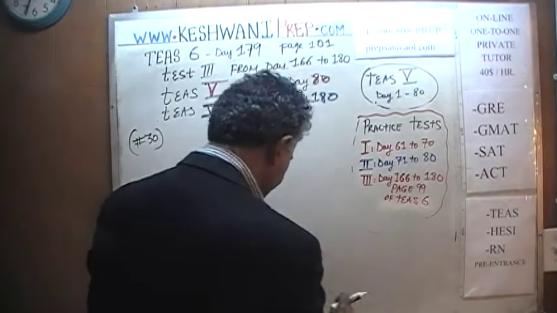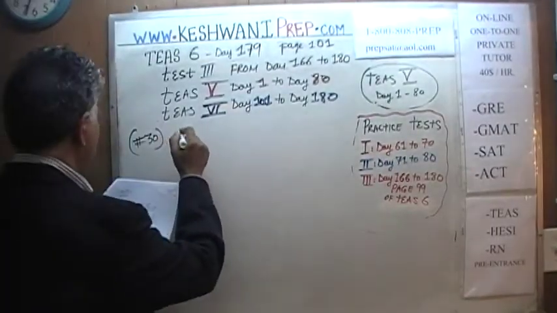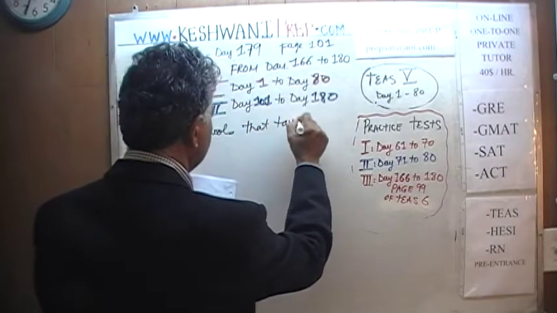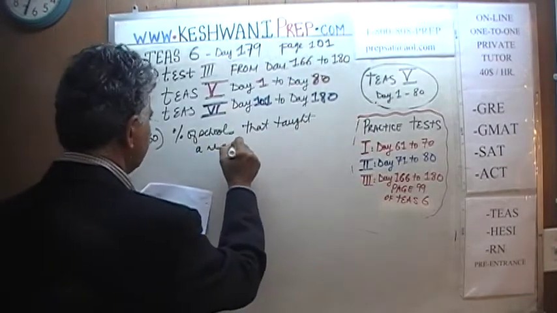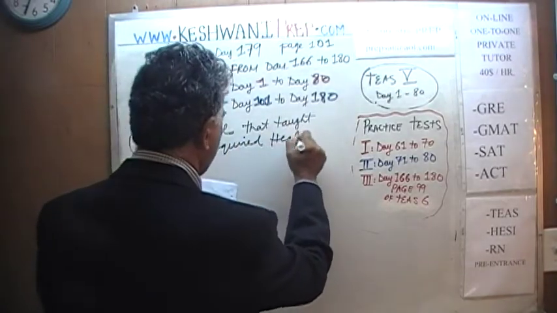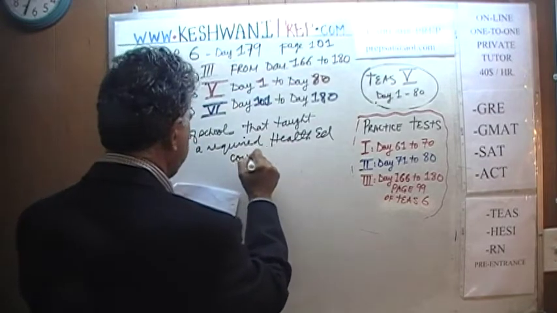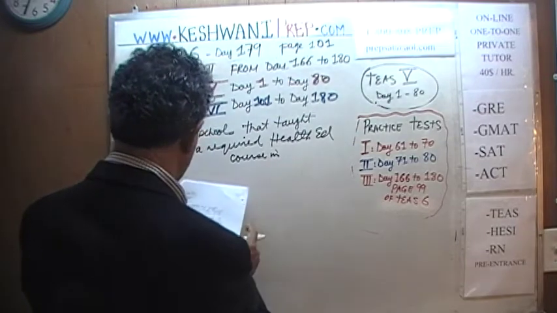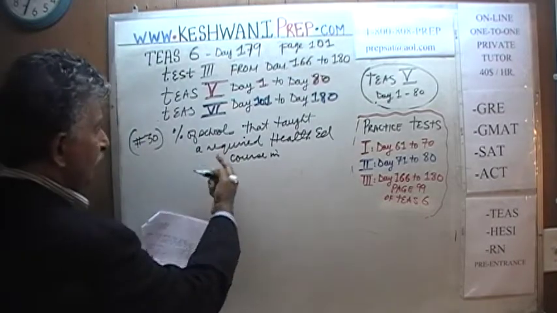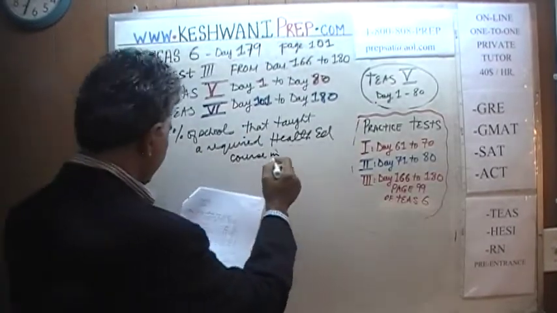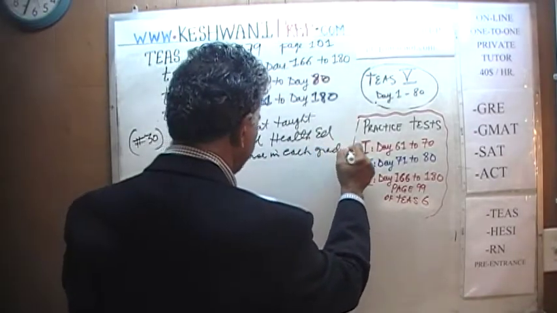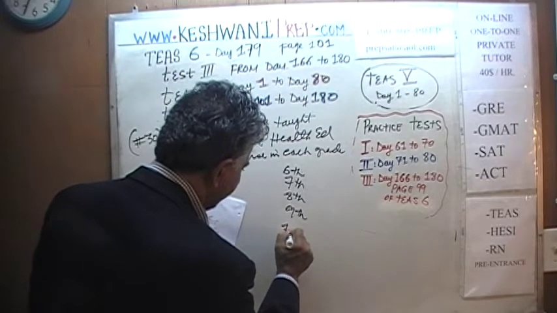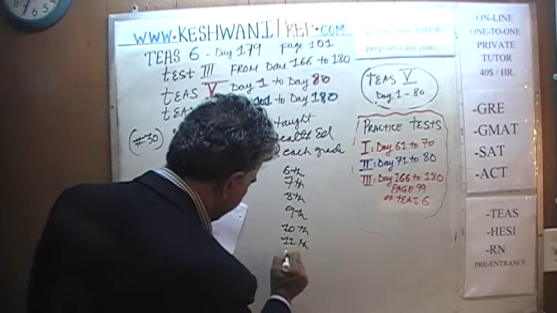Number 30. It says, what's the percentage of schools that taught or required a health education course? What we're going to put down are the percentages of schools that taught a required course of health education in each grade: sixth grade, 7th grade, 8th grade, 9th grade, 10th grade, 11th grade, and 12th grade.